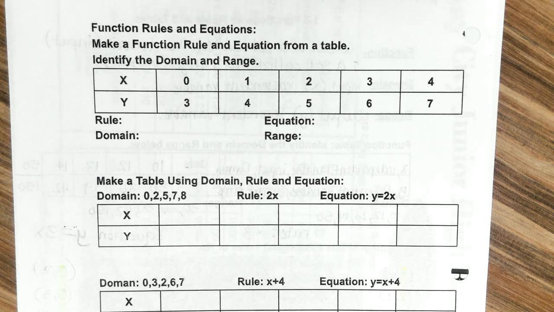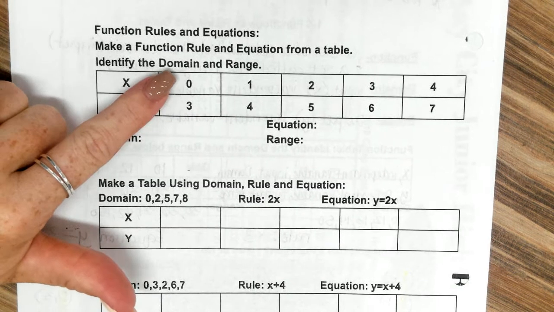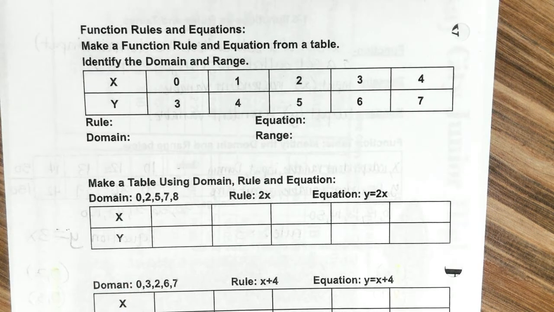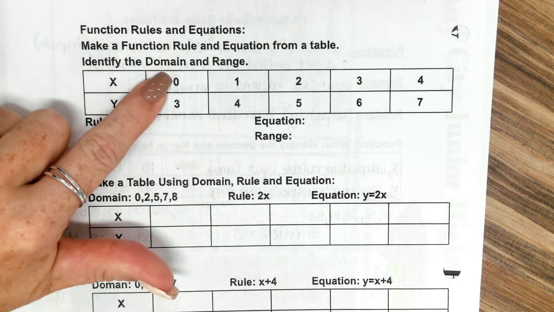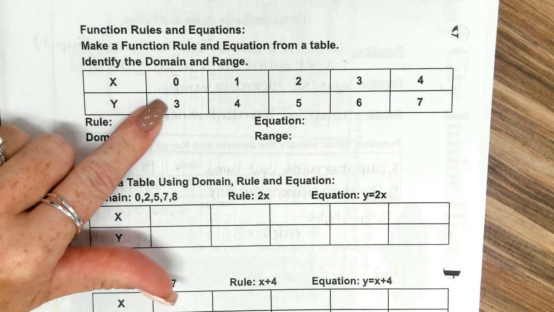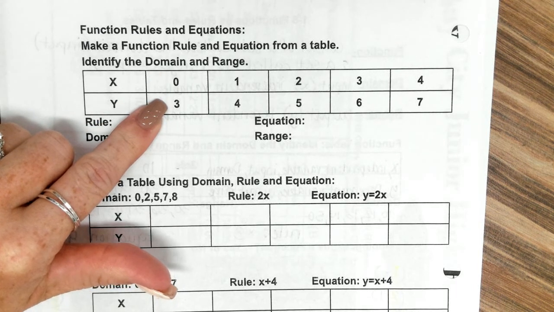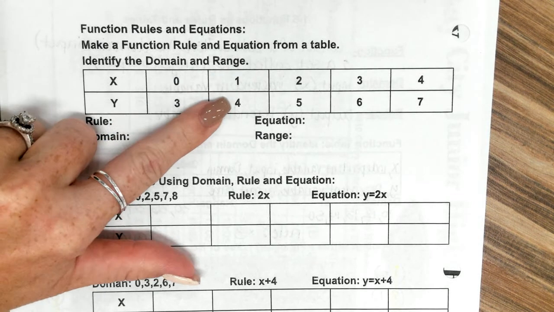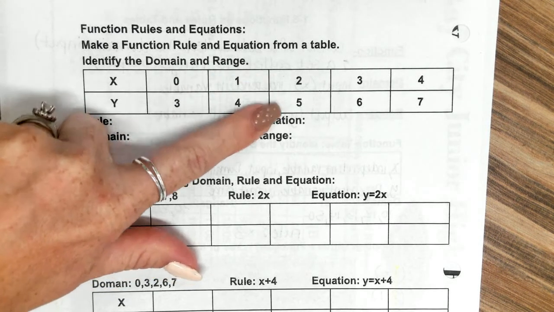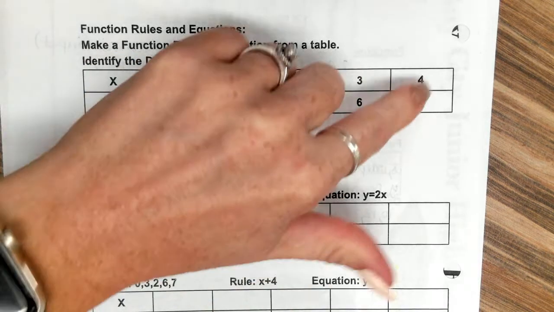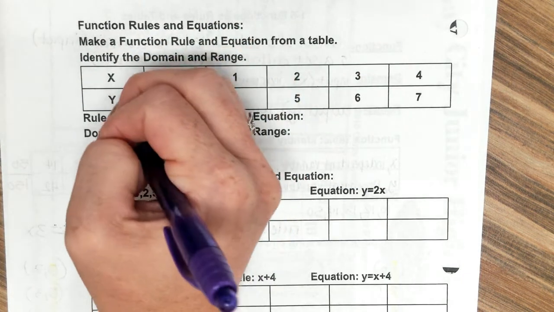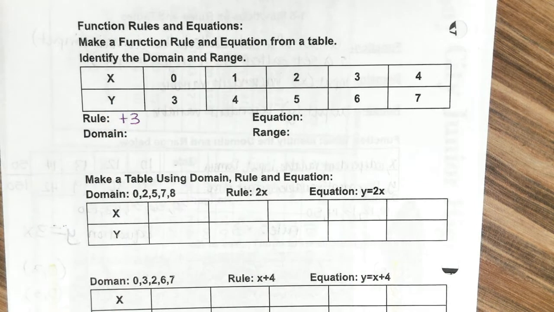So to come up with a rule, you ask yourself, how am I getting from x to y every single time? So how do you think they got from 0 to 3? They added 3. Now, if it's a rule, it will work across the table, right? How did they get from 1 to 4? Plus 3. From 2 to 5. So is it happening every single time? So the rule is plus 3.